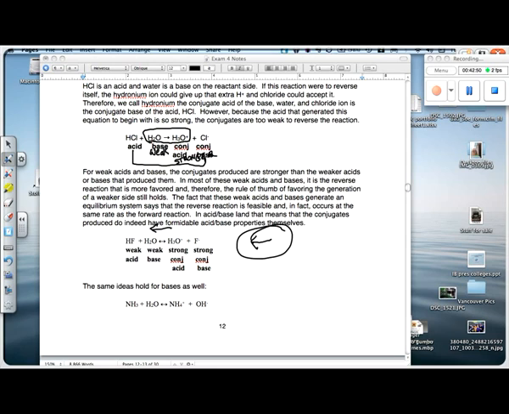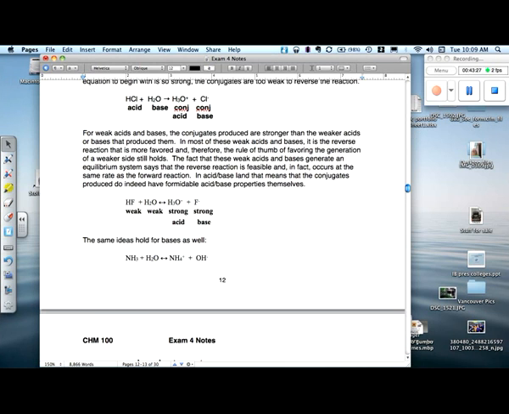And what that means is that these guys down here in particular have acid-base properties themselves, otherwise it wouldn't be going in the reverse direction, because what happens in the reverse direction? What happens to F minus? It takes a proton back, so it is a base, and H3O plus loses a proton, so that makes it an acid. Up here, the reverse direction doesn't even happen. So these conjugates are significantly weaker because they came from a strong. And the same idea holds for bases as well. Weak bases form stronger conjugate acids.